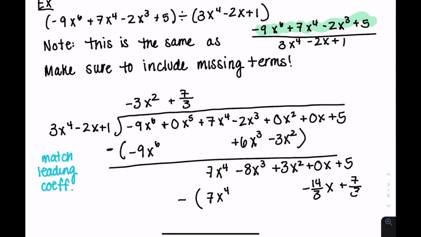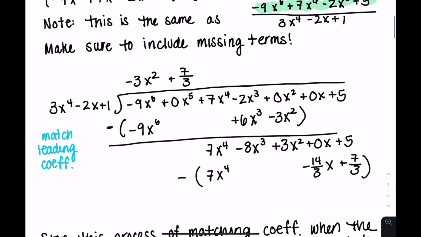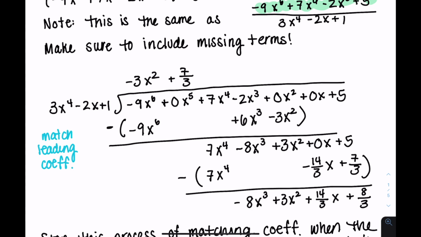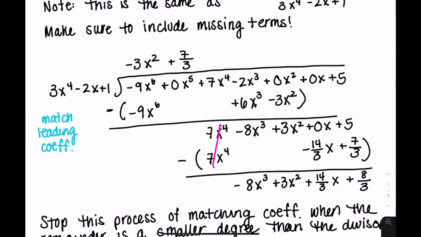And I want to subtract this from what was remaining. So if we do that, the 7x to the 4th cancel, bring anything down, and you end up with this piece. So you keep going through this process. Now I have x to the 3rd and I have x to the 4th here. Because my remainder has a smaller degree than what I'm dividing by, I can stop this process. So you keep going until what you end up with is a smaller degree.